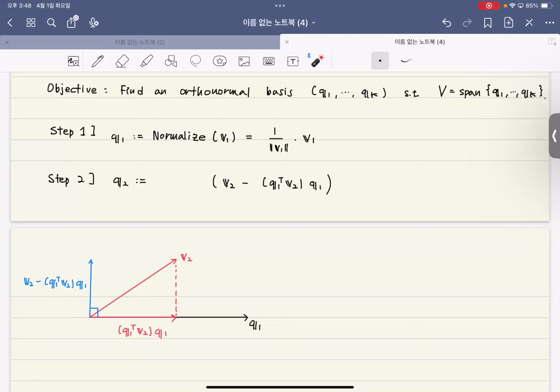Just one more thing left. Now these two vectors are orthogonal, but we require the length of this vector to be 1. So again, I have to normalize this, just by dividing this vector by its own length. Then you normalize this.